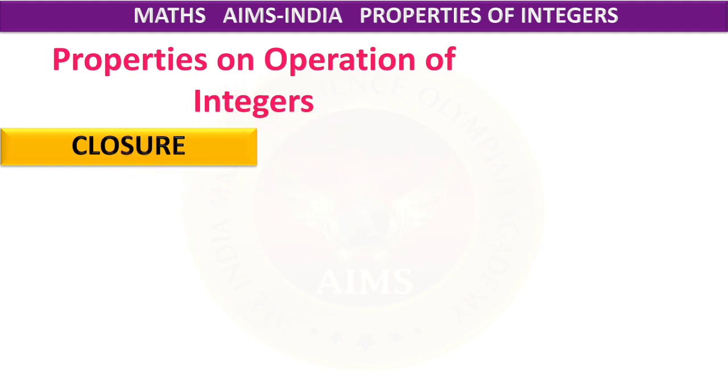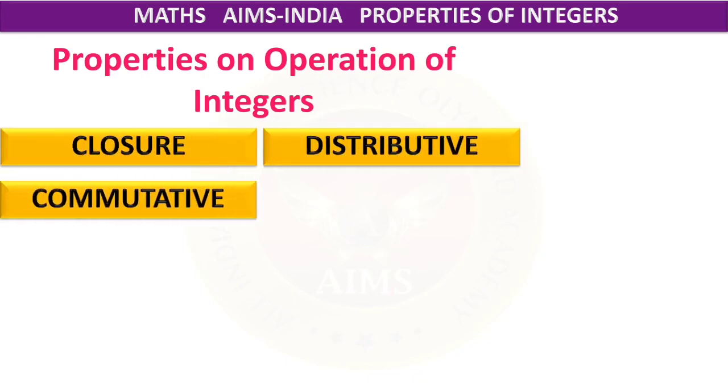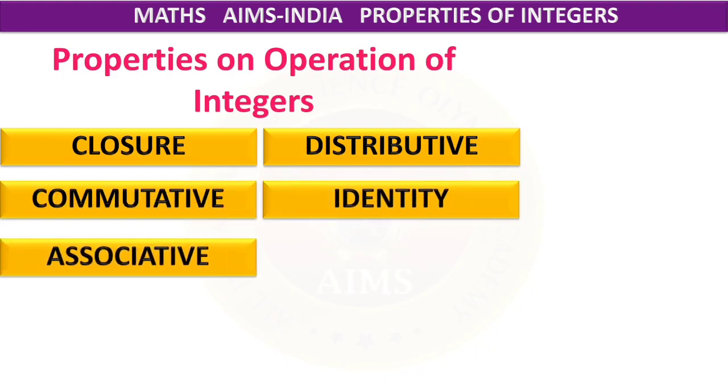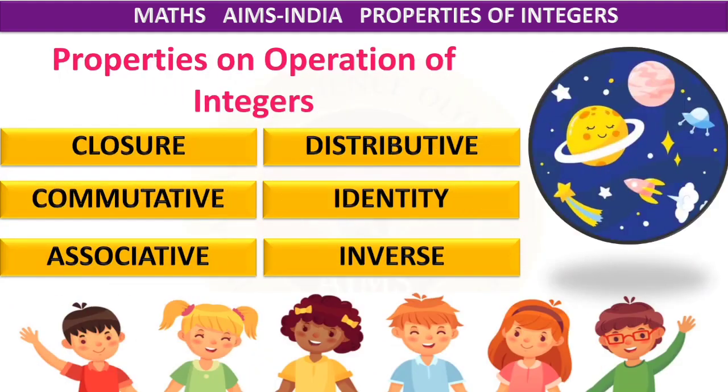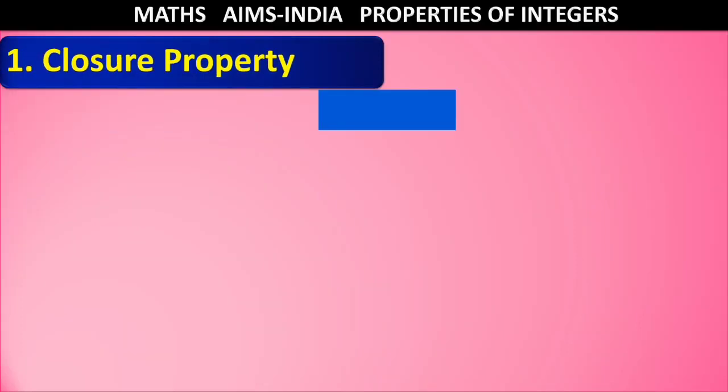We have 6 types of properties. The first one is closure property, distributive property, commutative property, identity, associative property, and inverse. Okay class, these are the 6 types of properties which we are going to see today, and how they apply to integers. Coming to the first one, closure property.